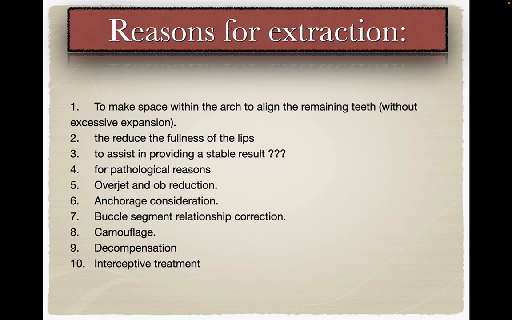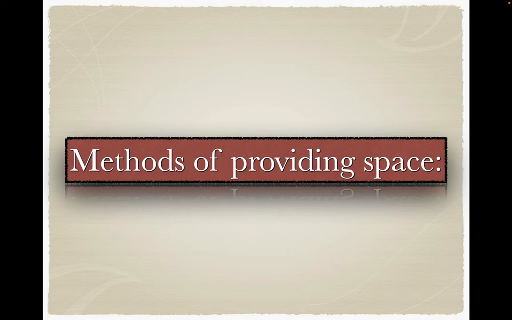Another is a pathological reason, for example, if you have a badly destructed 6 and you take it out and do space closure, to reduce the overjet and overbite, and this is understandable. Sometimes to encourage eruption, especially in the vertical dimension, to correct the buccal segment relationship. Camouflage treatment to camouflage class 2 or class 3, in which you don't even have crowding, you just need to camouflage the jaws. Decompensation if the patient wants to go for surgery, and sometimes as an interceptive treatment, especially when the canine has no space and you extract premolars to allow the canines to erupt.